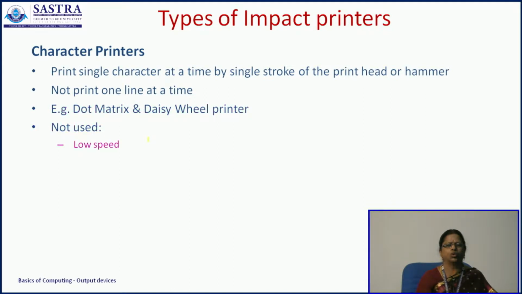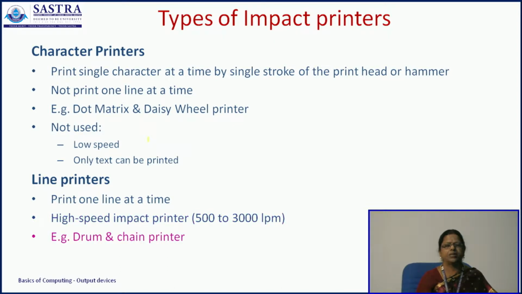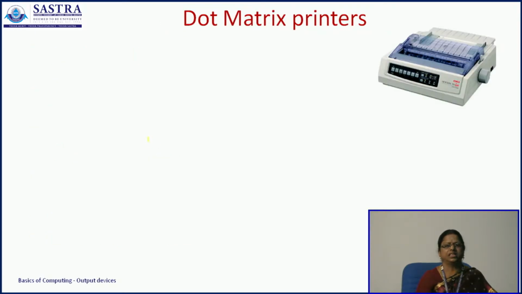The next type of impact printer is the line printer. It prints a line at a time, that's why it's called a line printer. It is a high-speed impact printer because it is capable of printing 500 to 3000 lines per minute. Examples are drum and chain printers. Having seen this, let us move on to the first set of impact printer, which is the dot matrix printer.